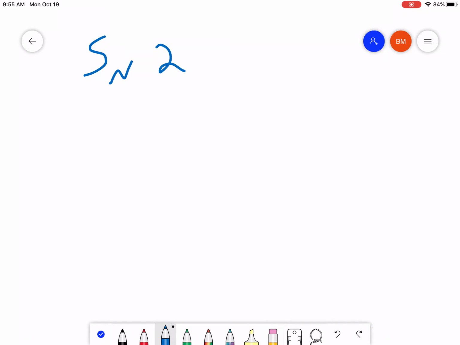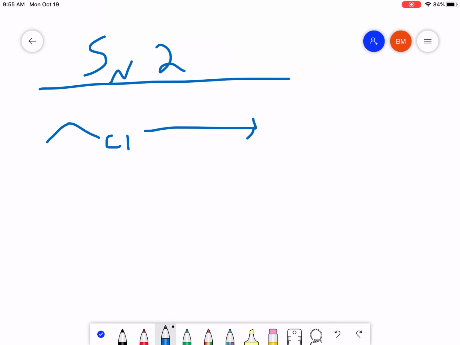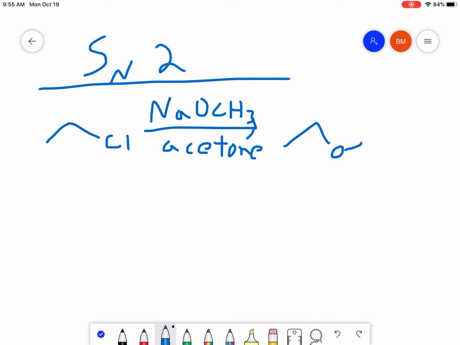Now let me just draw a simple example here of an SN2 reaction involving an alkyl halide. We could have something like this, chloroethane. We can react it with something like sodium methoxide in the presence of acetone, and that will give us a substitution product and a byproduct.